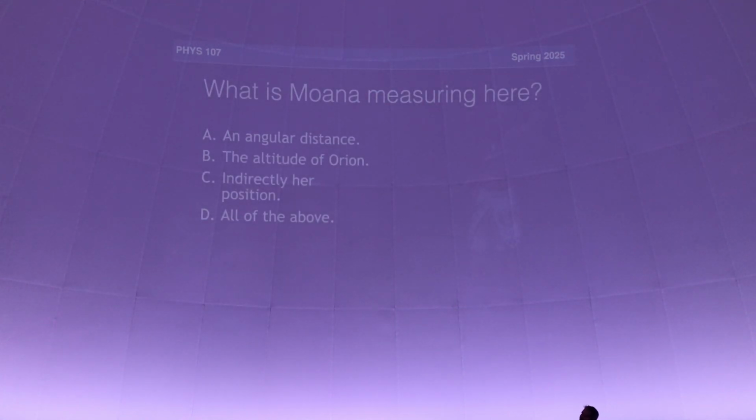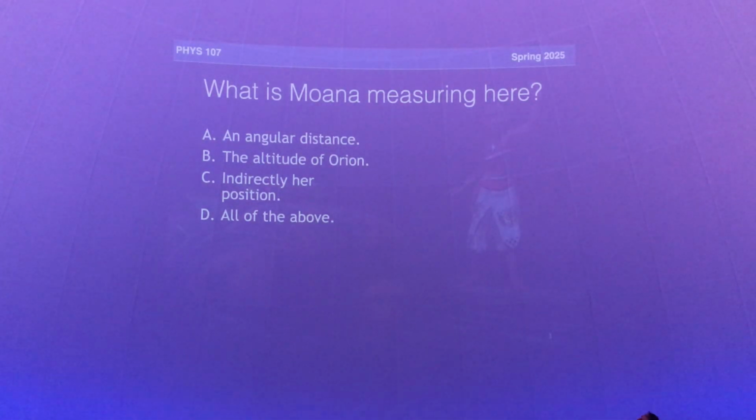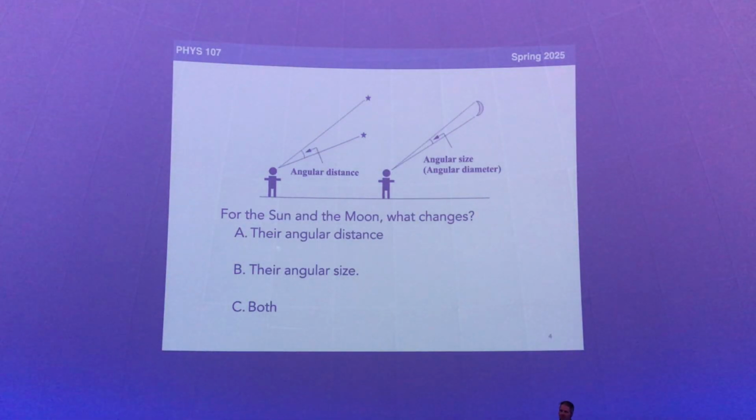Moana's completely invisible, right? But what was Moana trying to do here? Is she measuring the angular distance, the altitude of Orion, indirectly her position, or all of the above? Do you remember what she was doing? Voting in 1, voting in 2. I'm just reiterating this so everybody has their voting cards ready. Voting in 3. You can change your answer. No, this is mostly D. Yes, she's doing all of the above, right?